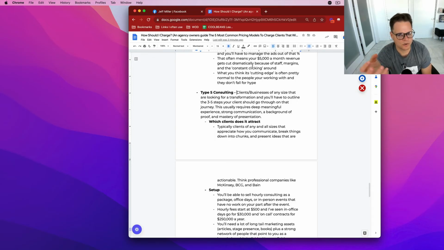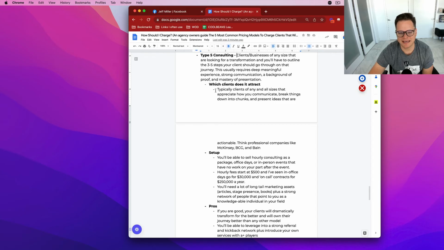This process usually requires a deep, meaningful experience of your own, strong communication of what they should be doing and why they should be doing it, objection handling, brain trash handling, perspective breaking, all this like cult stuff. You'll usually have to communicate that way. You'll need a background of massive proof and mastery of the ability to present. I'm talking about on stage, but doing it in a way that's in person and almost in normal everyday conversation.